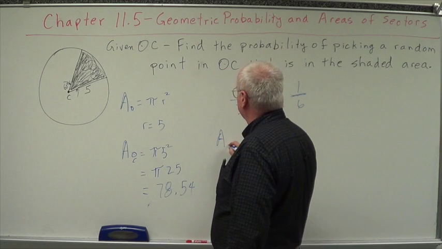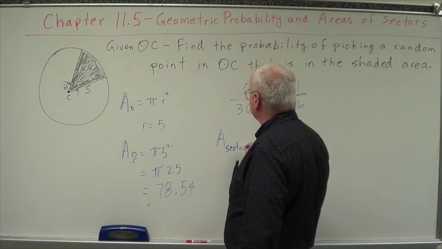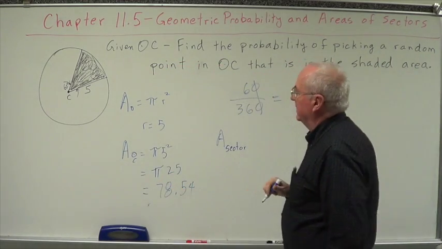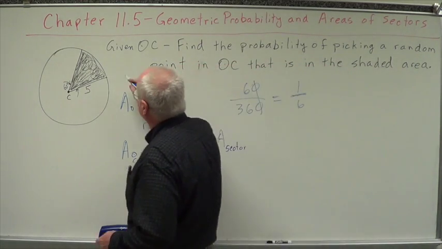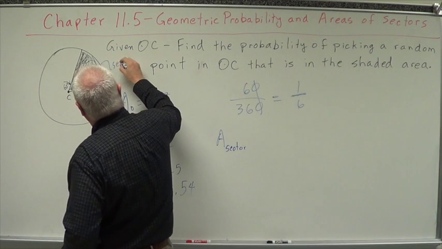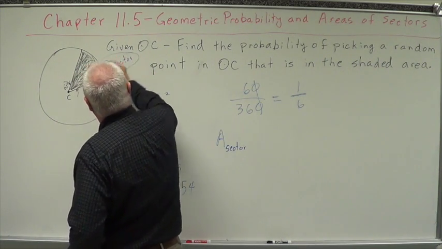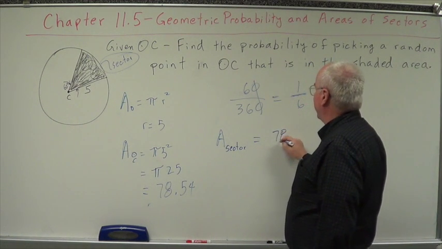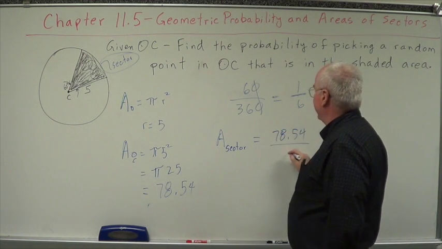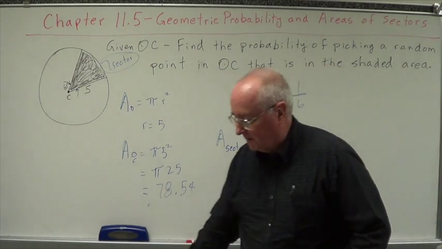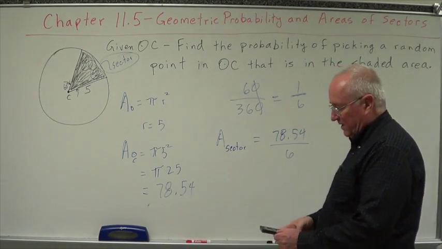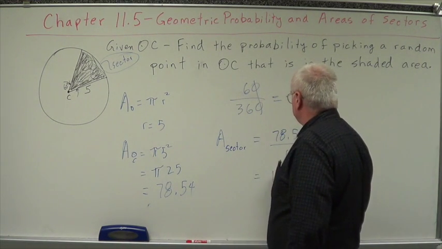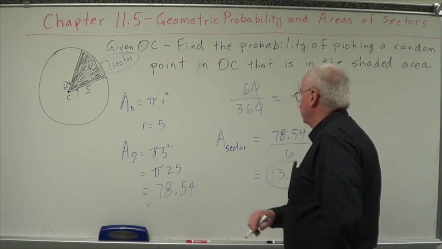This is known as a sector. This is a sector of that circle. It's a 60-degree sector of that circle. So let's identify this. This is a sector, so we're going to look at that sector. The area of the sector equals 78.54 divided by 6. Get in any little calculator. We're looking at basically 13.1. Okay?